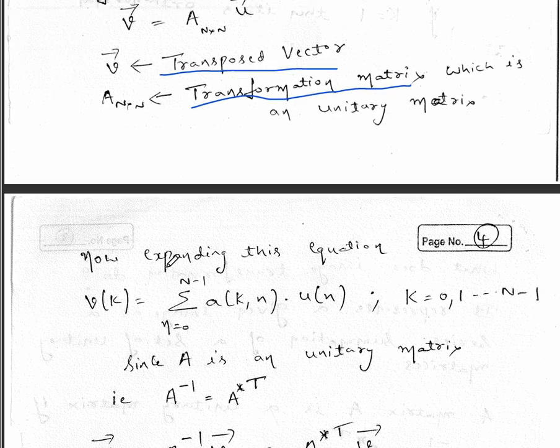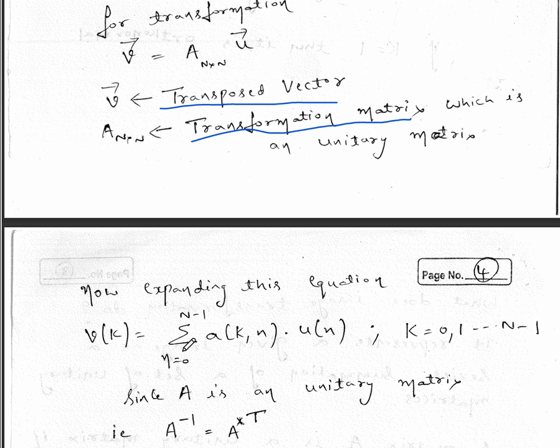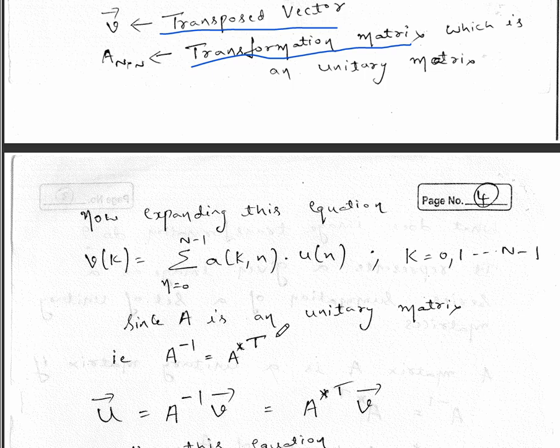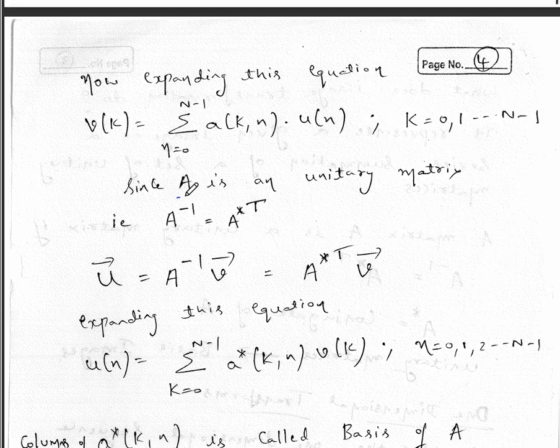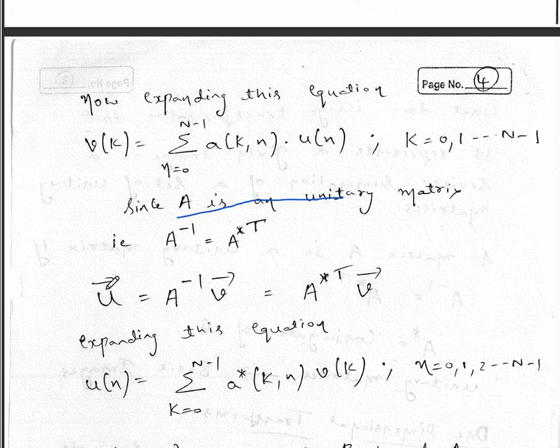Now we are expanding this equation. As n takes values between 0 and N minus 1, we perform the summation for n equal to 0 to N minus 1 of A of k comma n into u of n, where the value of k again varies from 0 to N minus 1. Since A is a unitary matrix, A inverse is equal to A star transpose, or A conjugate transpose. Now we replace in the equation: vector u is equal to A inverse of v, and here A inverse is substituted as A star transpose, the conjugate transpose.